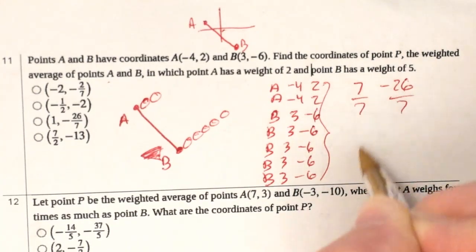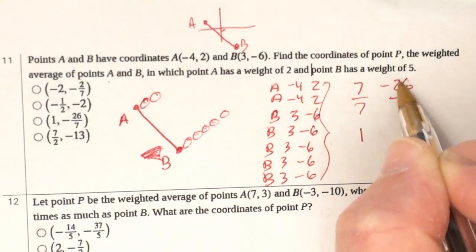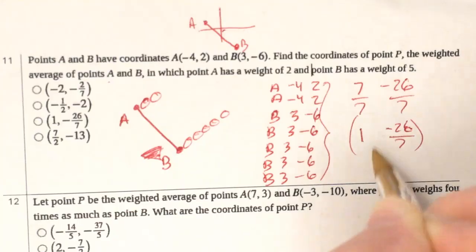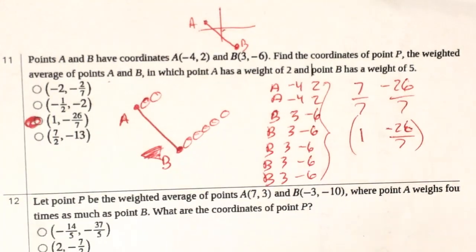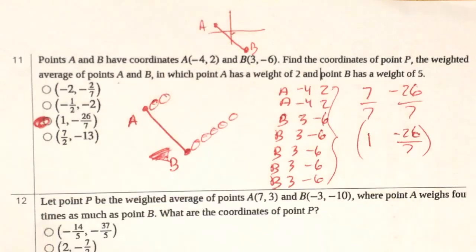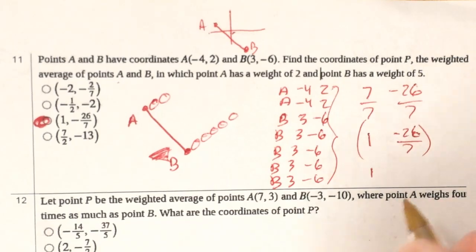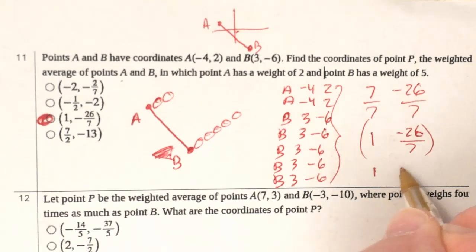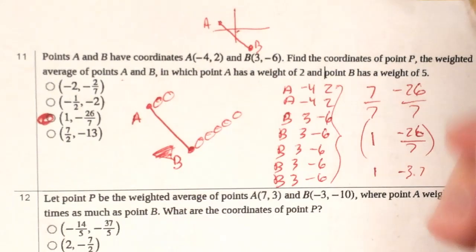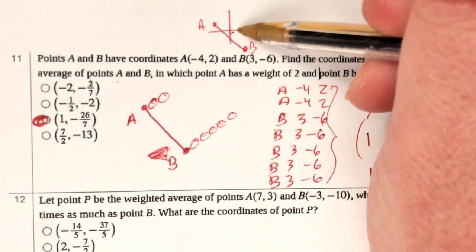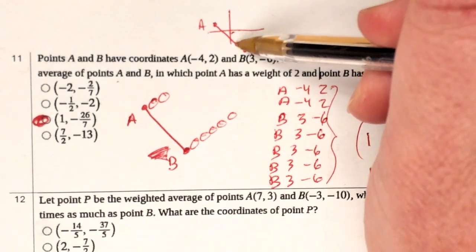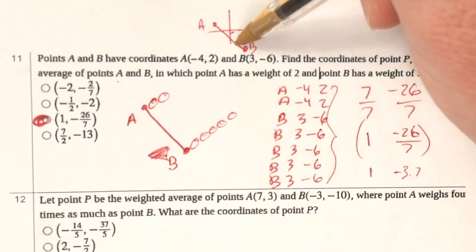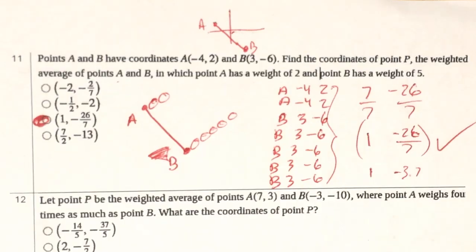Divide by 7. And you get that this is 1, and this we're stuck with that fraction, -26 over 7, which is right here. Now, I want to double check that that works. So that's 1 and -26 divided by 7. That's about -3.7. So let's see. 1, comma, -3.7. Yes, that does check out. And look, it's closer to the B. So that does check out. Everything looks right. So that is the correct answer.